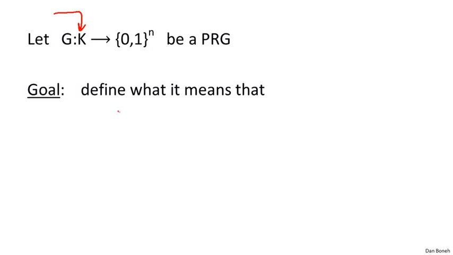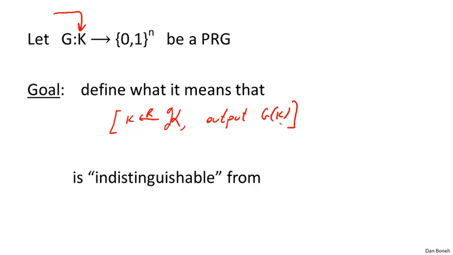In other words, we're going to define a distribution that is defined by choosing a random key in the key space. Remember that the arrow with R above it means choosing uniformly from the set K, and then we output the output of the generator. What we'd like to say is that this distribution of pseudo-random strings is indistinguishable from a truly uniform distribution. In other words, if we just choose a truly uniform string in {0,1}^n and simply output this string, we'd like to say that these two distributions are indistinguishable from one another.